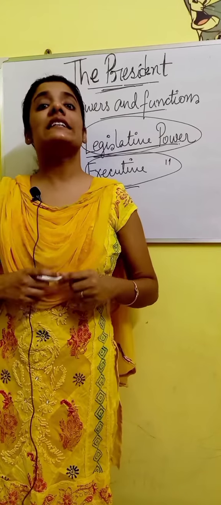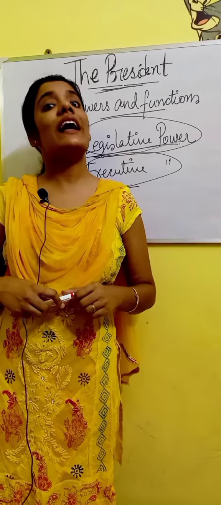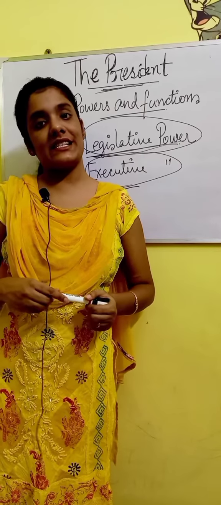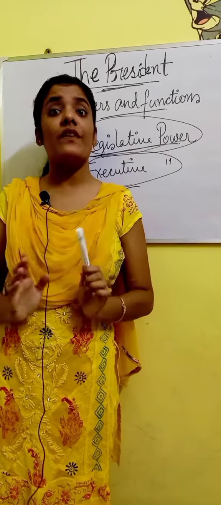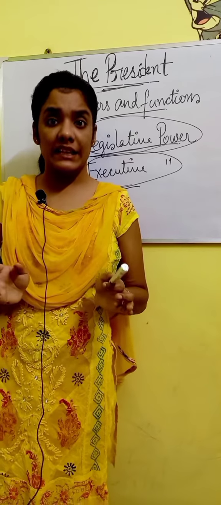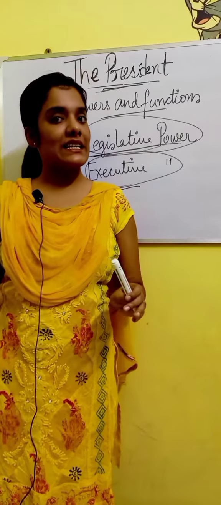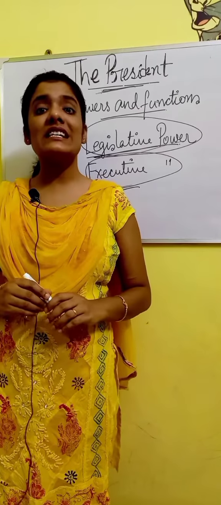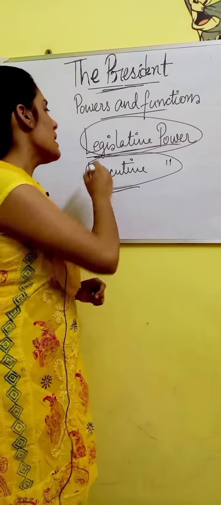Okay, and the second duty of the President is to allocate portfolios to the council of ministers. But whatever task the President does, being an executive, everything is done by the President after consulting with the Prime Minister of your country. Okay, without consultation with the Prime Minister, the President never does any work. Okay, so these are the executive powers and these are the legislative powers of the President.